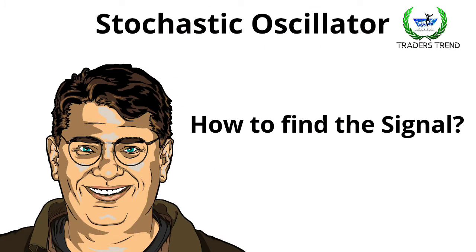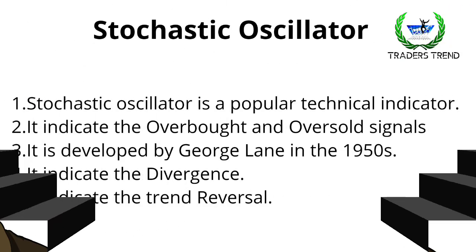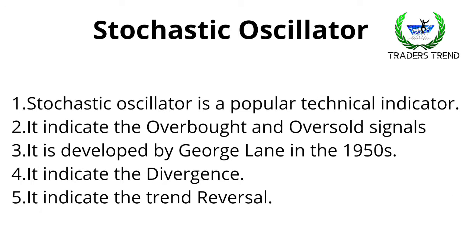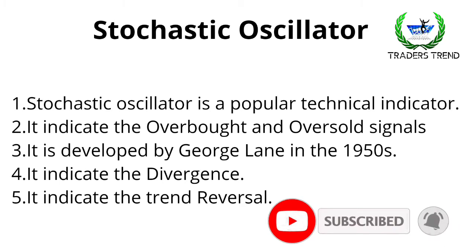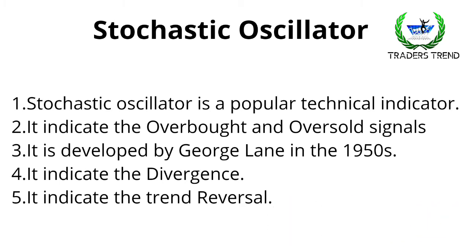In this video we discuss the second oscillator, the stochastic oscillator. The stochastic oscillator is a popular technical indicator. It indicates overbought and oversold signals, and it was developed by George Lane in the 1950s. It indicates divergence of a particular share. It indicates the trend reversal of the share.